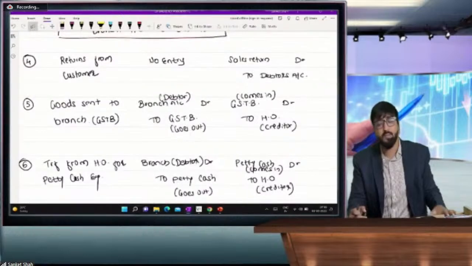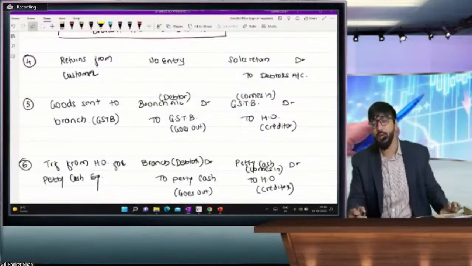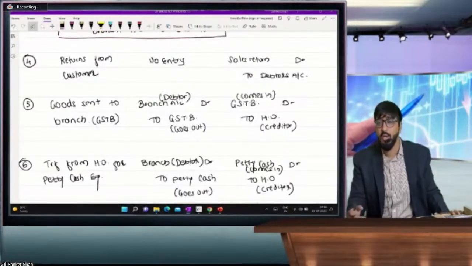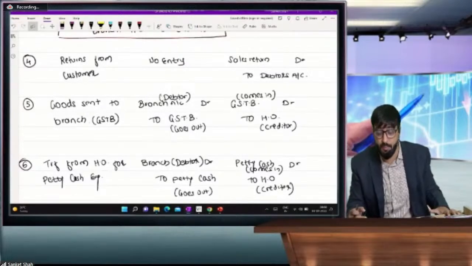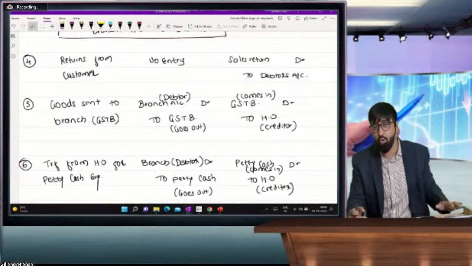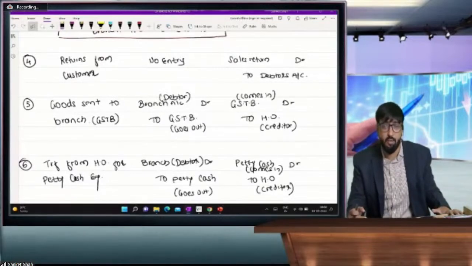Fourth entry, returns from customer, no entry, and in the books of branch it will be sales return account debit to debtors account. After that, fifth entry will be goods into branch: branch account debit to GSTB and GSTB account debit to HO. And sixth entry will be transfer from HO for petty cash expense. So petty cash goes out from the books of head office. So branch account debit to petty cash and petty cash account debit to HO.